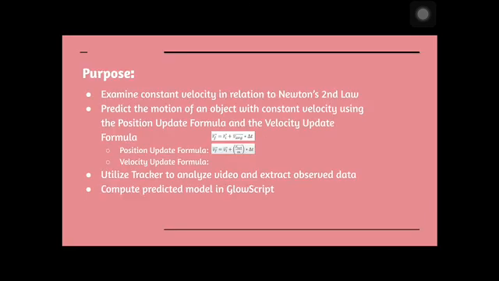The purpose of the lab was to dive deeper into Newton's second law, specifically the relationship between zero net force and constant velocity. Another goal consisted of using the position update formula and velocity update formula in order to predict the motion of an object with constant velocity. In order to accurately complete these goals, I had to utilize both Tracker and GlowScript.